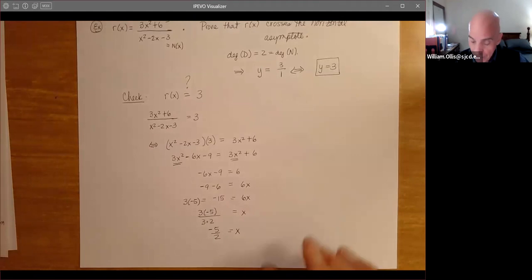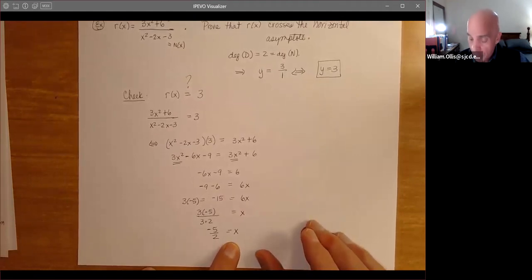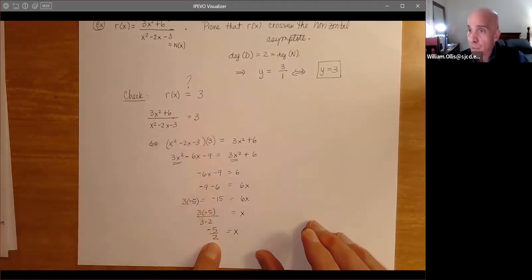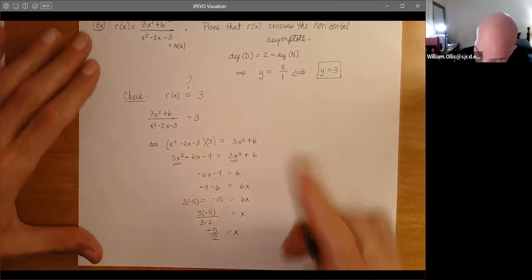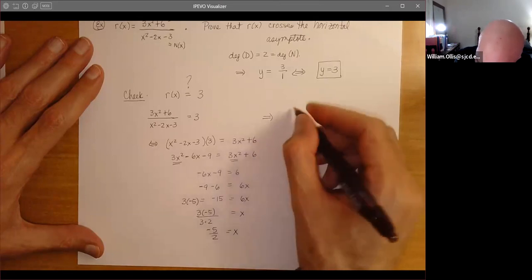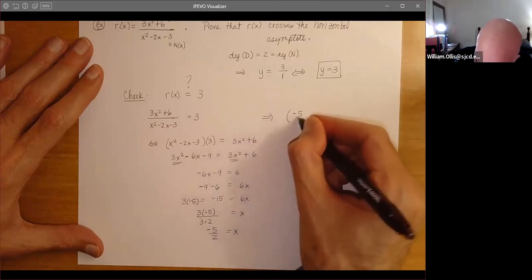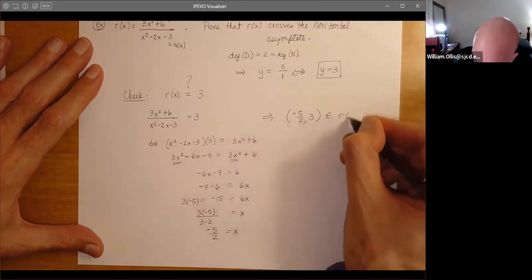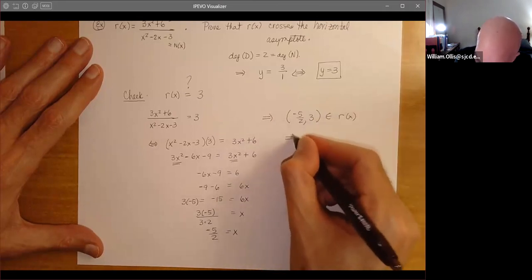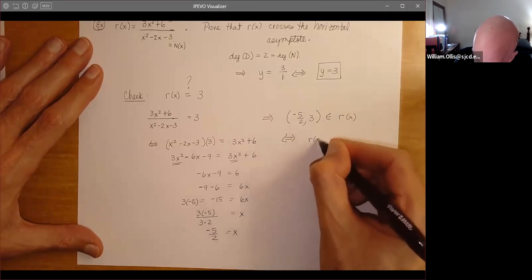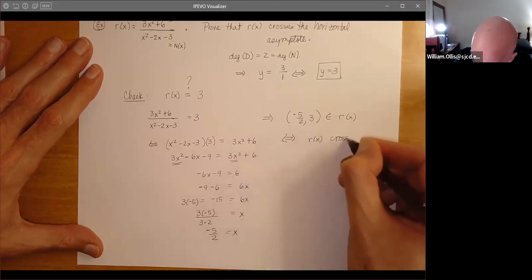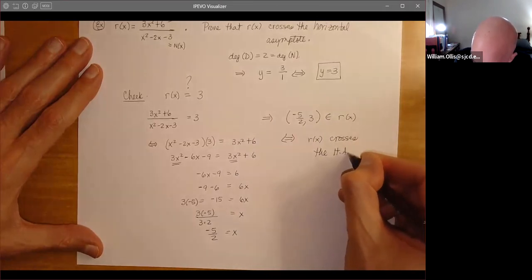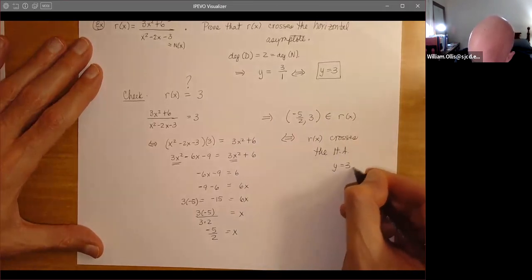So indeed, 3 is the y coordinate of the input negative 5 halves. So this implies negative 5 halves, comma 3 is an element of the function r of x, if and only if r of x crosses the horizontal asymptote y equals 3.